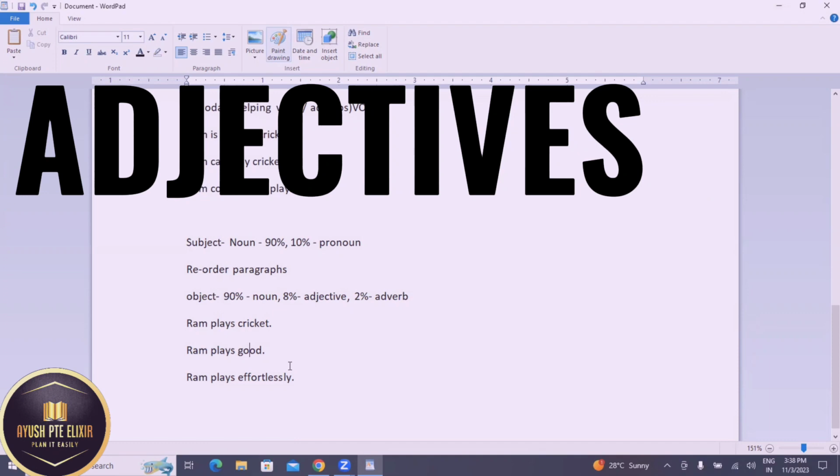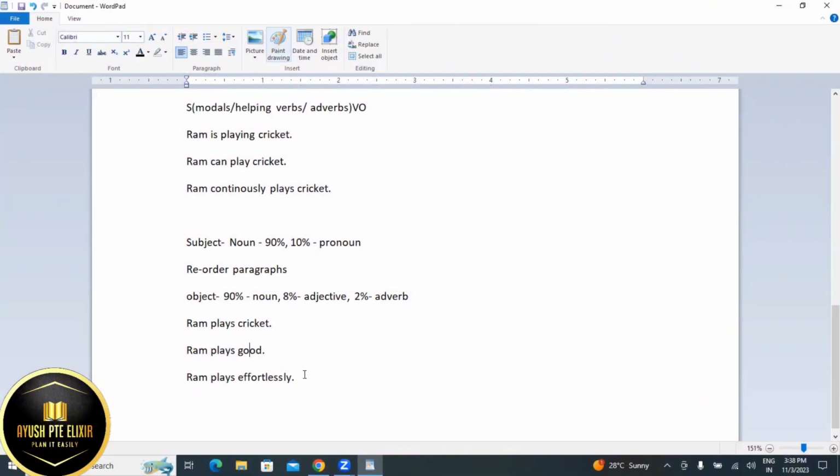I'll be letting you know the tips on how to find an adjective as well. And "effortlessly" carries "ly", so it should be an adverb. So I can say that 90% are nouns, 8% adjectives, and 2% are adverbs that come at the end of a sentence sometimes, right?